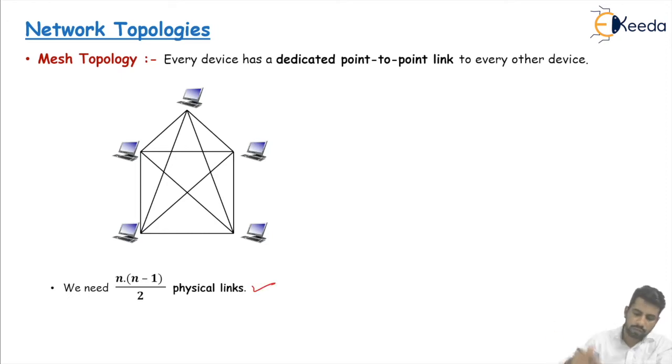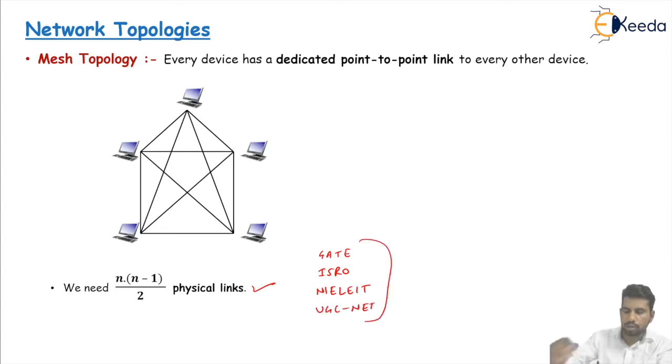This question was asked in many exams: in the GATE exam, the ISRO exam, NIELIT, and UGC NET. In different exams the question was repeated many times: how many physical links are required in a mesh network? So n into n minus 1 by 2 physical links are required to make a complete, or fully connected, mesh network.